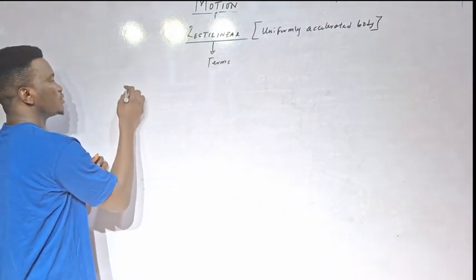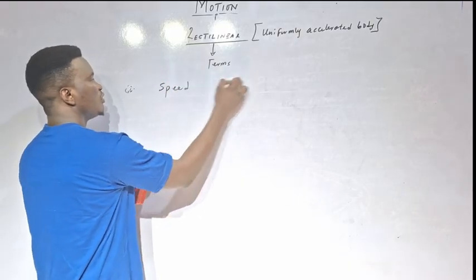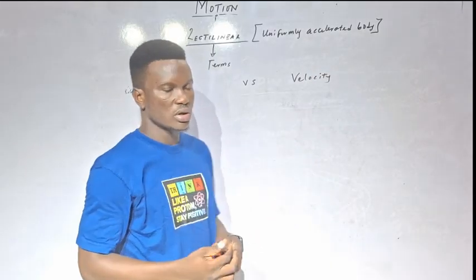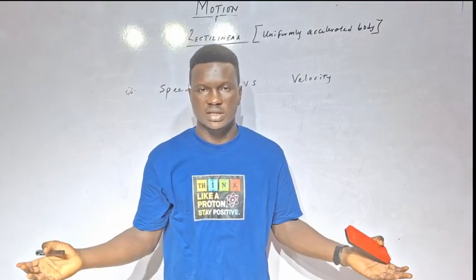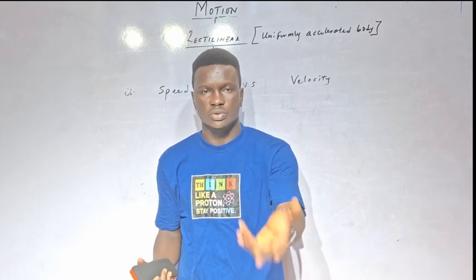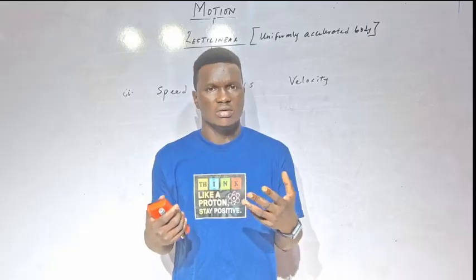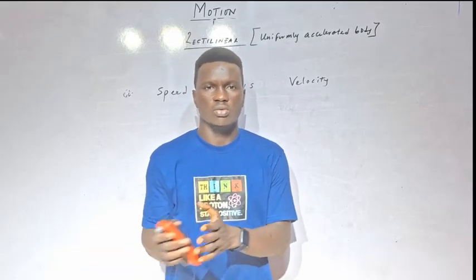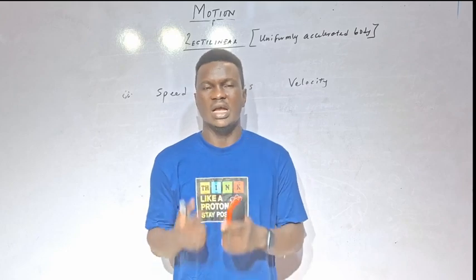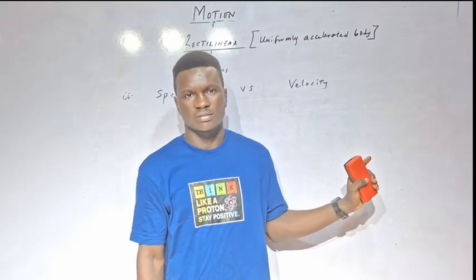So the second term is speed versus velocity. Now, we just talked about distance. That means how far something covers. Speed is talking about how fast the body is moving. How fast is the body moving? I didn't say how fast and what direction. When the body moves from one place to another, how fast is it moving? That's speed. Then how fast is it moving and in what direction is it moving? That is velocity. Do you get that?